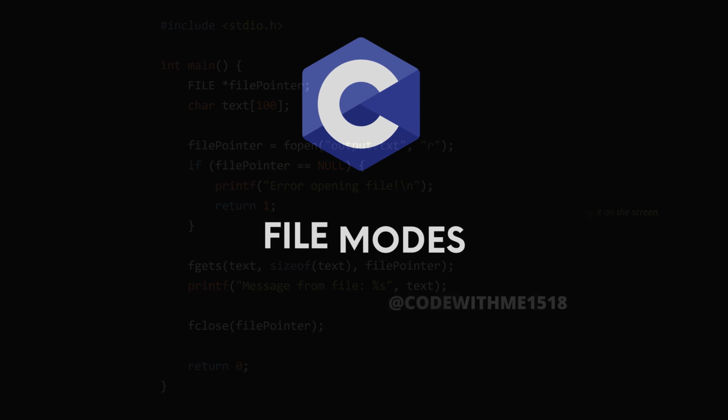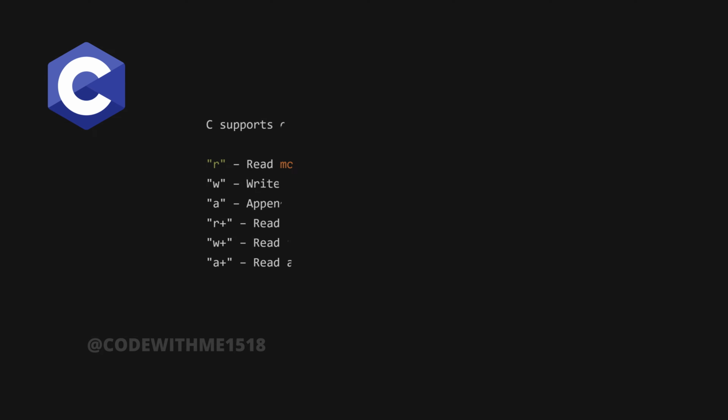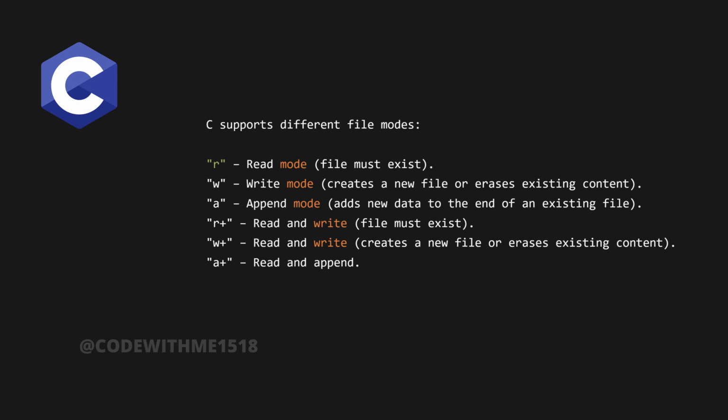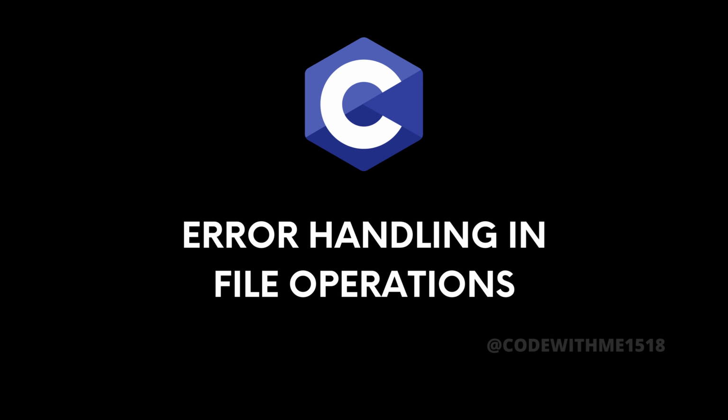File modes. C supports different file modes. r, read mode, file must exist. w, write mode, creates a new file or erases existing content. a, append mode, adds new data to the end of an existing file. r+, read and write, file must exist. w+, read and write, creates a new file or erases existing content. a+, read and append.